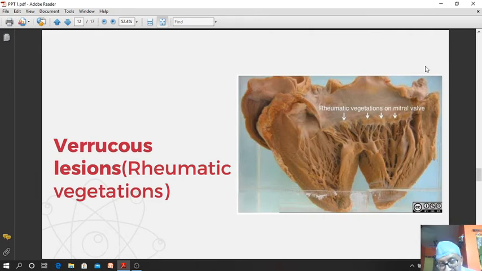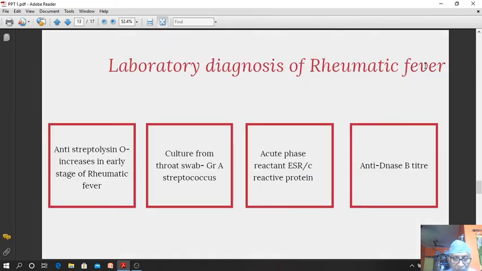Next, this is a section of the heart cut open showing verrucous lesions, or we also call them rheumatic vegetations. You can see small yellowish grey nodules on the valve leaflets, which have a very rough outer surface. These are nothing but small nodular lesions. They are devoid of any bacteria. This is sterile.